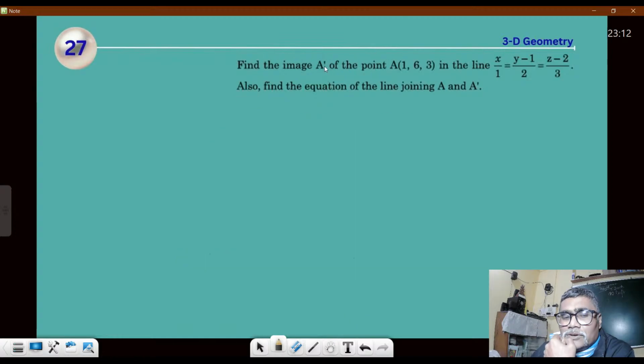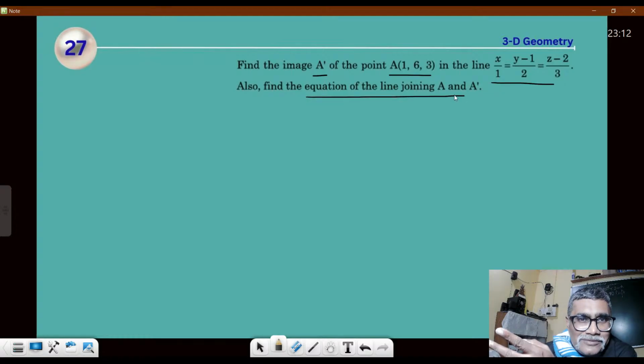Right? Okay. Next, find the image A dash of the point 1, 6, 3 in this line. Also the equation of the line joining. Actually, this is a repeated question if you observe. Right? 2 or 3 slides back only we did it, but that representation was a little bigger. There they have asked you to find the foot. They have asked you to find the equation of A dash like this. So same problem repetitive.